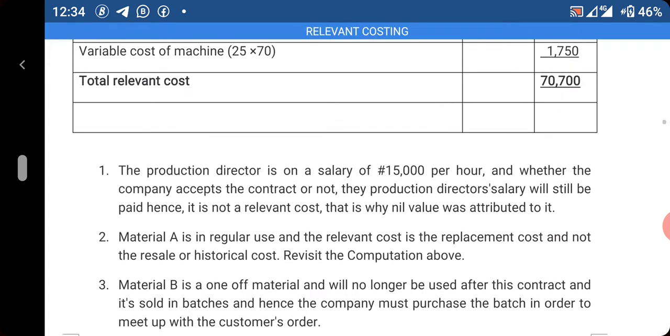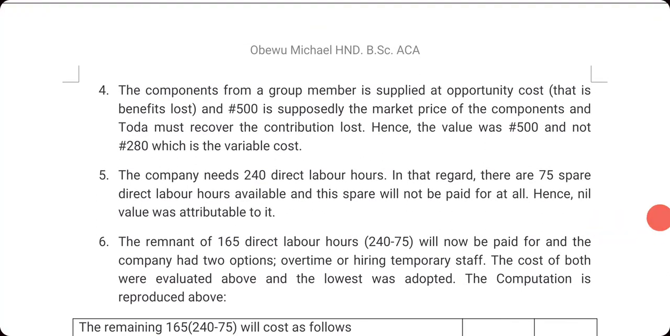Now, we move down to labor. I also explained. Look at it here. The company needs 240 direct labor hours. In that regard, there are 75 spare direct labor hours available, and this spare hour will not be paid for at all. Hence, no value was attributed to it. Remember what I told you. If our workers are on salary and they have spare time, we cannot pay them again because we would be paying them for doing nothing. Then the relevant cost of them doing that job or work is nil.